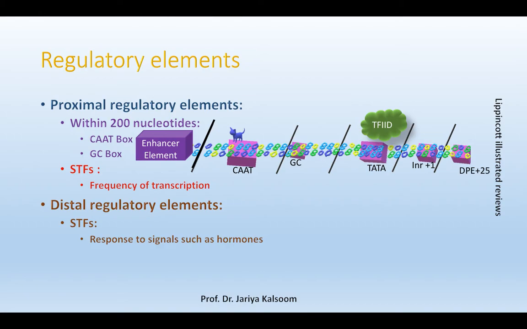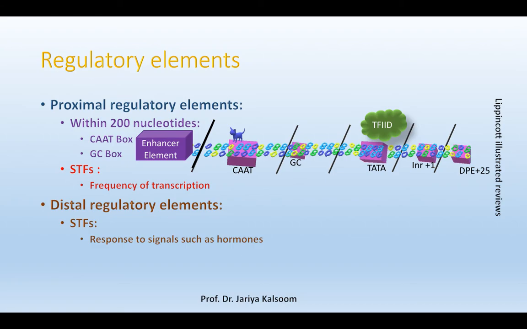Not only are consensus sequences found in the promoter region, additional consensus sequences called regulatory elements are also present. These are special DNA sequences that not only influence the frequency of transcription but also the response to signals that affect transcription and subsequent protein synthesis. These upstream regulatory elements may further be categorized as proximal regulatory elements, which are present within approximately 200 nucleotides, or the distal regulatory elements, which are present farther away from the promoter.